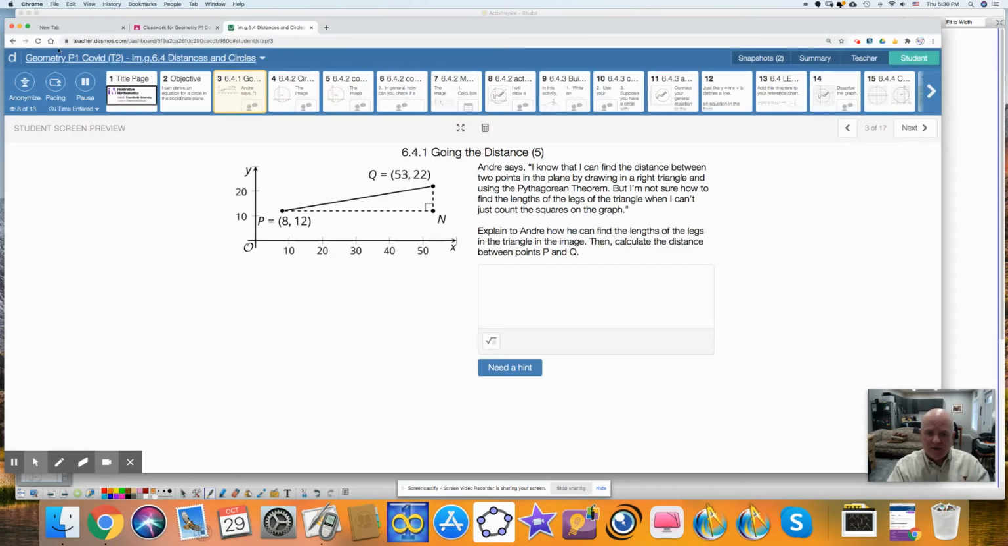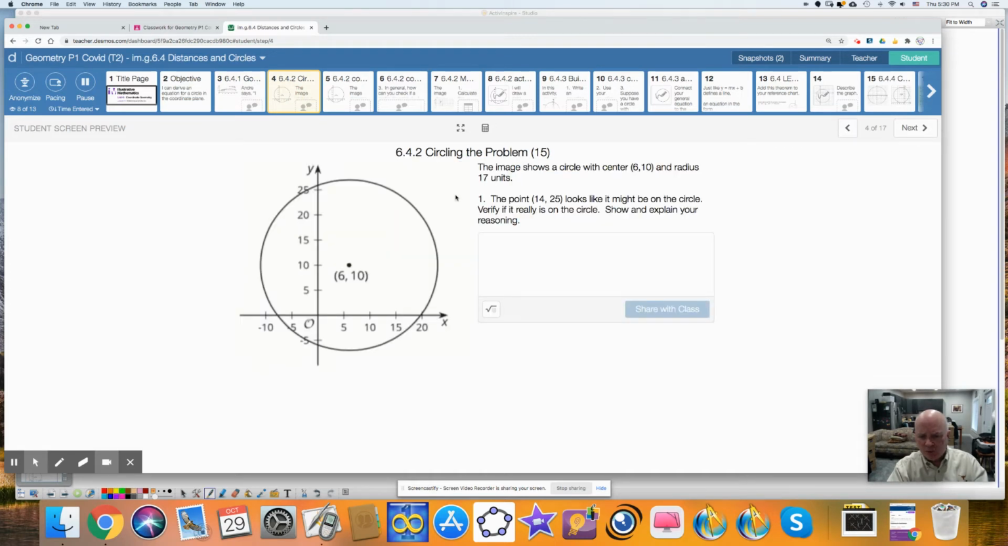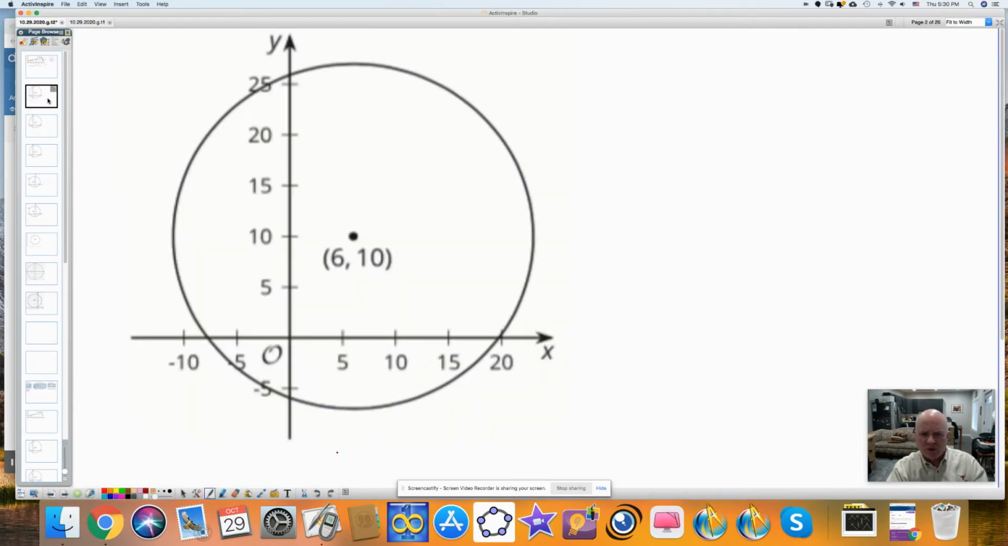So our next activity in this was the circle problem. This image is a circle, centered at (6, 10). Its radius is 17. The point (14, 25) looks like it might be on the circle. You want to verify it. So (14, 25), if I draw my circle and I look at 14 in the x direction, would be about right here, and 25. Is this point on the circle?